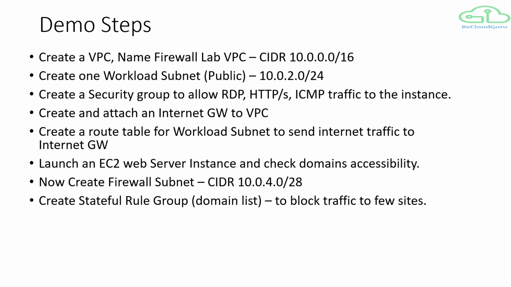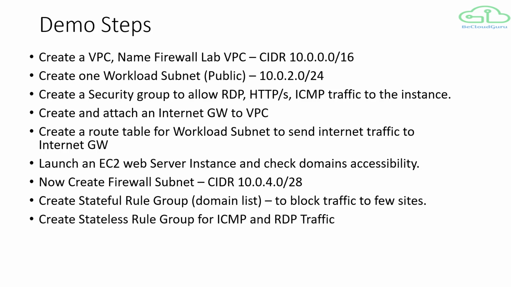Then we'll create a stateful rule group, which is basically going to be a domain list type of rule group to block traffic to a few sites. We can also use the same list of sites to allow the traffic as well. Then we'll also create a stateless rule group for ICMP and RDP traffic.